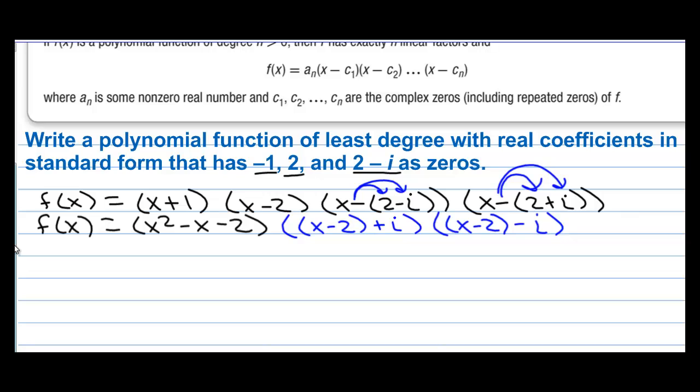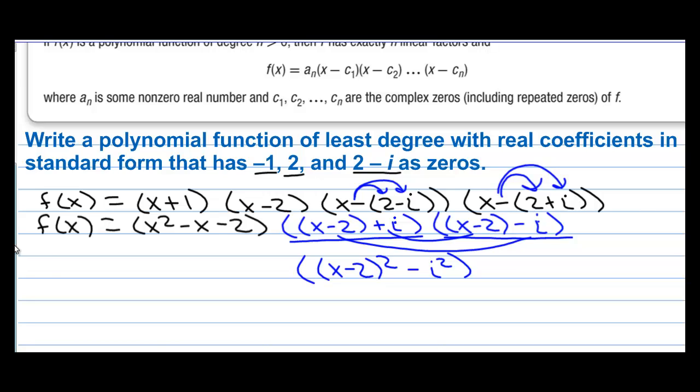And what we've created here is the difference of two squares. So when you multiply these two together, it's x minus 2 squared. And then we have x minus 2 times negative i and x minus 2 times positive i. That'll cancel each other out. And then we have i times negative i, which is minus i squared. And of course, we're going to bring the other stuff down with it. x squared minus x minus 2.